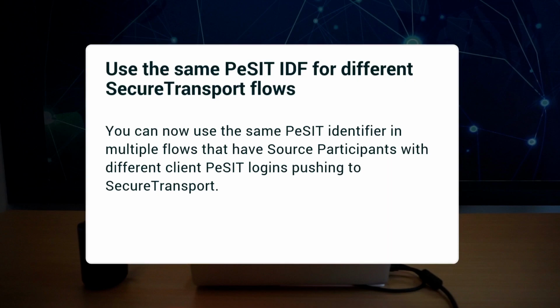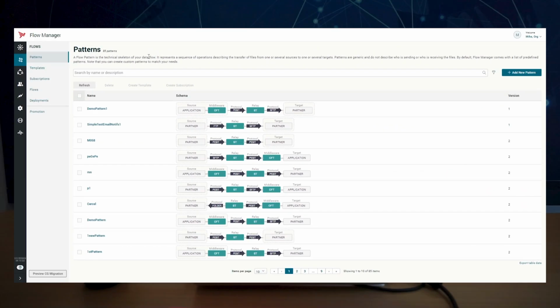Another new development for this month is that you are now able to use the same PeSIT identifier in multiple flows with source participants pushing to SecureTransport with different client PeSIT logins. Previously, this was not allowed and subscriptions would fail at deployment when using a PeSIT identifier present in a previous subscription. I will now show you how you can reuse the PeSIT identifier in multiple flows.